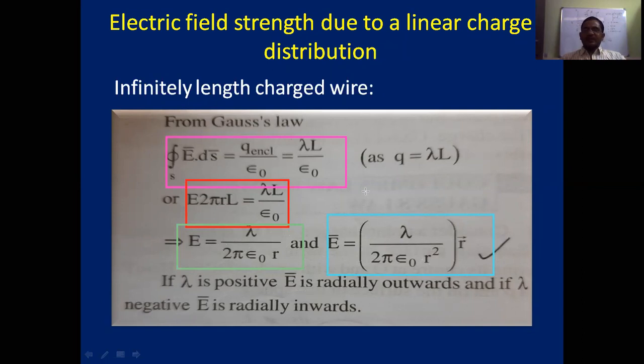Here, if the infinite length charged wire is positively charged, then E bar is radially outwards. If lambda is negative, that is, if the wire is negatively charged, then E bar is radially inwards. So this is about applying Gauss law to find the electric field strength for a linear charge distribution.